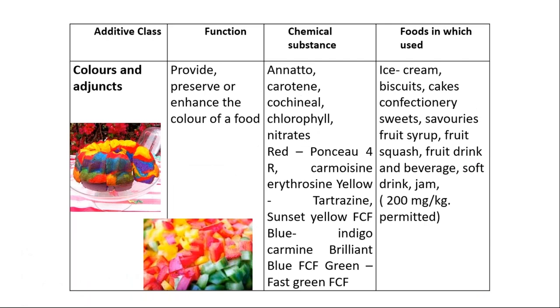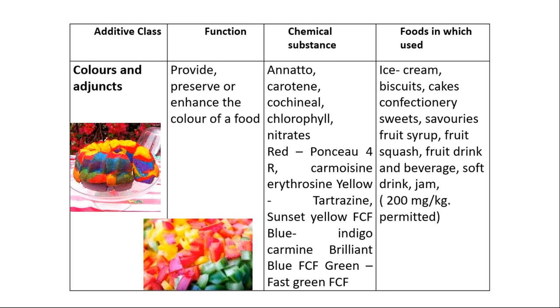Colors. This picture itself is so eye appealing. So colors are used generally to preserve or enhance the color of the food. Many a time we have seen, when we looked at plant pigments, that the effect of heat changes the color. For example, if it's a green color, you know that chlorophyll becomes dull due to removal of the magnesium. So to preserve the green color or to make the appearance more appealing, color is added.